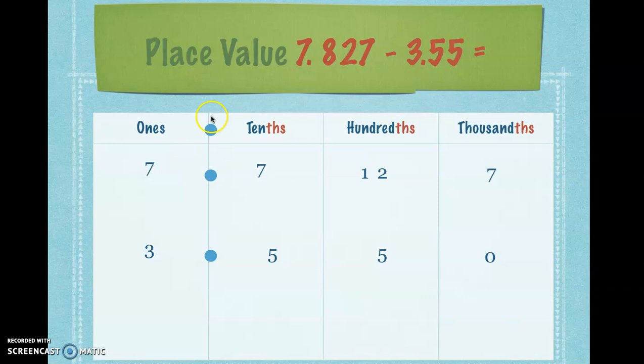The difference between 7 and 3 is 4. Put my decimal point in. The difference between 7 and 5 is 2. The difference between 12 and 5 is 7. And the difference between 7 and 0 is 7. So my answer is 4.277.